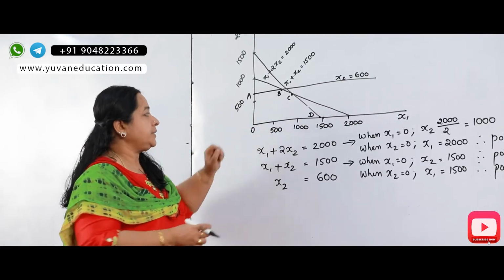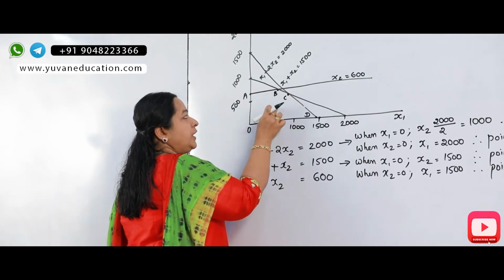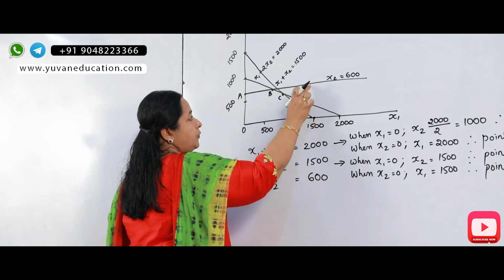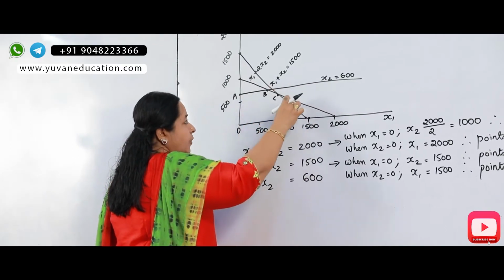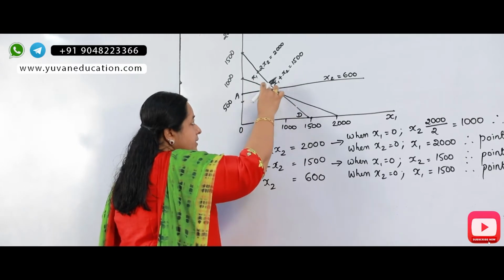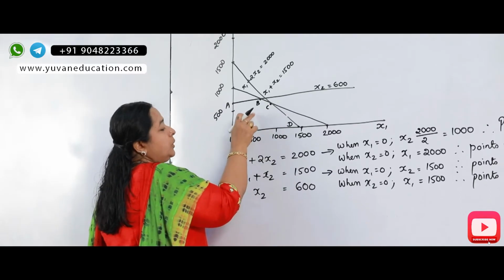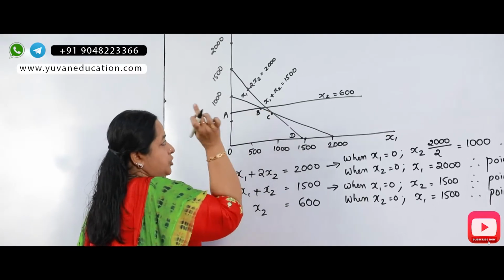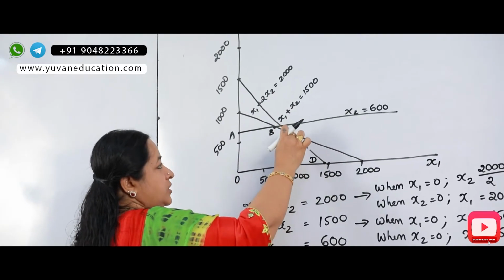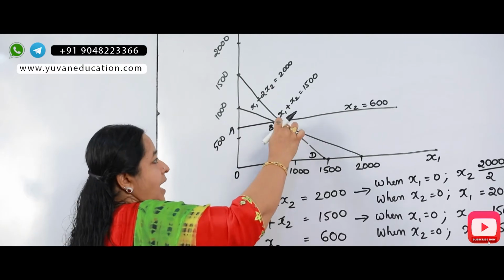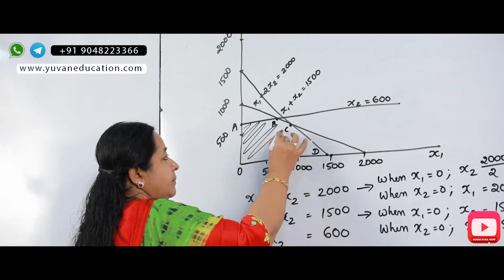This is the inside region. See, inside region of x1, inside region of x2, inside region of this constraint x2 is equal to 600. And inside region of this constraint x1 plus 2x2 is equal to 2,000, this small portion. And the inside region of x1 plus x2 1,500. This is the line and this portion. So this is the inside region.